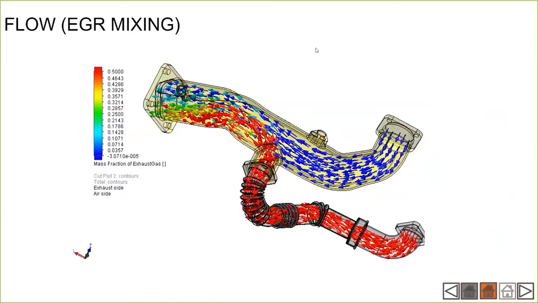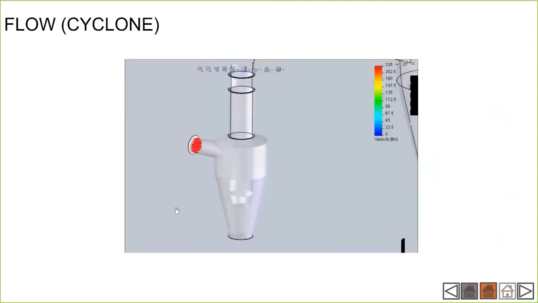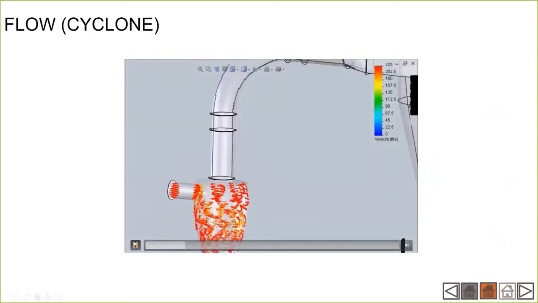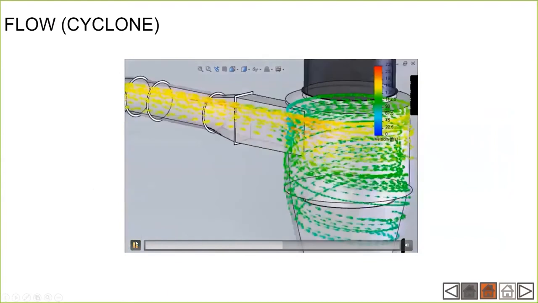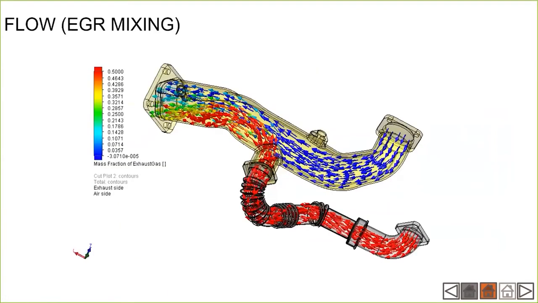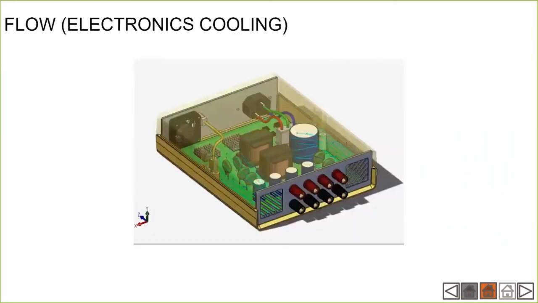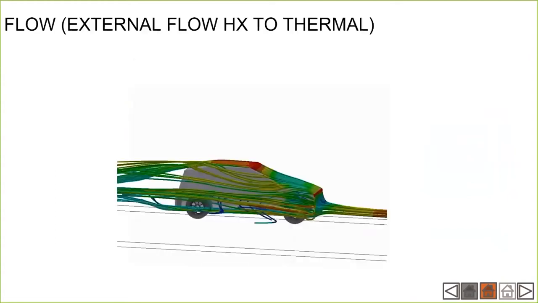Some of the quick examples that we have: we've got flow through this cyclone assembly. We've got flow through these manifolds, looking at exhaust gas and how it combines with air. And here you're looking at a mass fraction plot, so the mass fraction of the exhaust as it combines with the incoming air that you see there in blue. Here's an example of flow through an electronics enclosure. And an external flow similar to what we're going to see today around a vehicle.